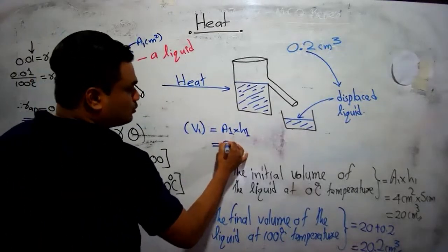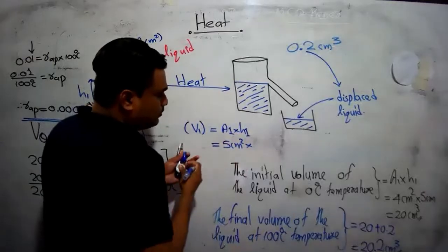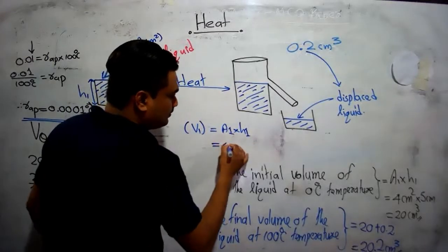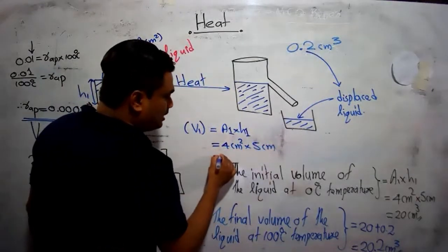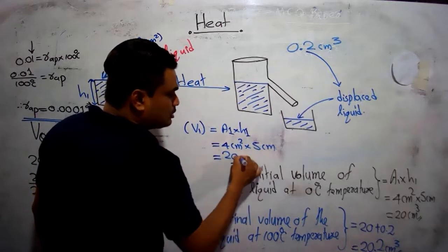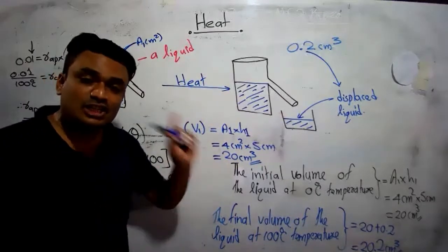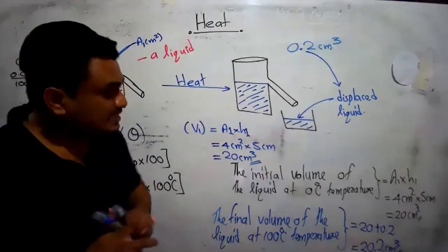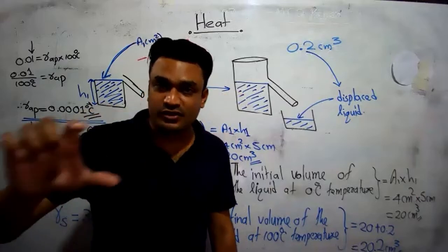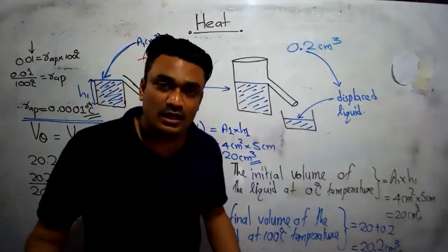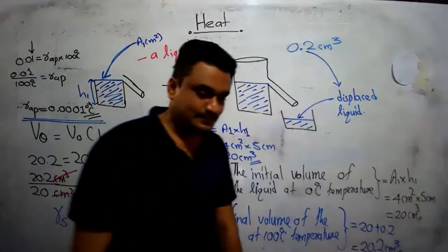Right, so A1 is the cross-section area, 4 square centimeter. H1 is 5 centimeter. 4 times 5 is 20. Square centimeter into centimeter is cubic centimeter. So this is the volume of the section which contains the liquid, and it is equal to the initial volume of the liquid at 0 degree Celsius. So we got the same answer even from this. Please write it there.